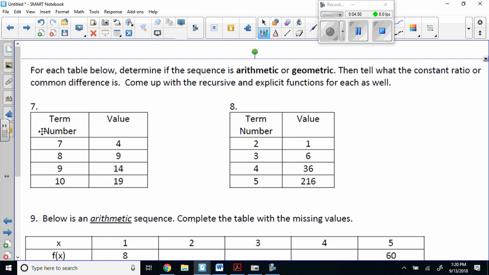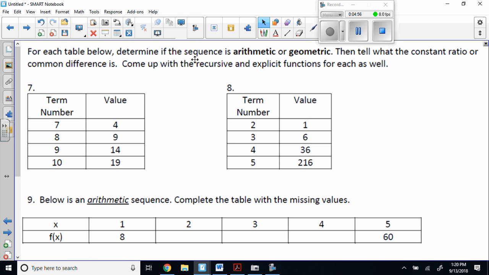All right, let's look at the next one. For the table below, determine if the sequence is arithmetic or geometric. Man, that looks just like we got done doing, right? Yeah. Then tell what the constant ratio or common difference is, and then come up with your recursive and explicit. Now, what are we going to write explicit in terms of? First term. Why am I going to always write it in terms of first term? Because they didn't tell me to write it in zero term. There you go.